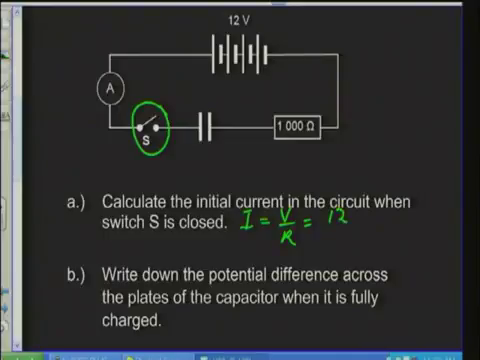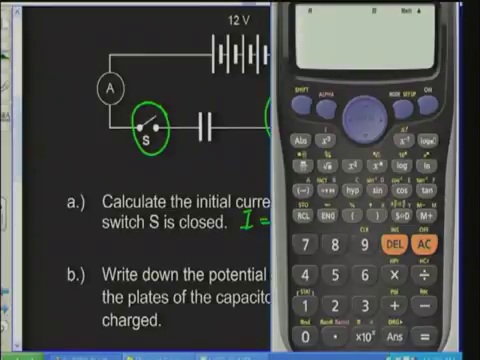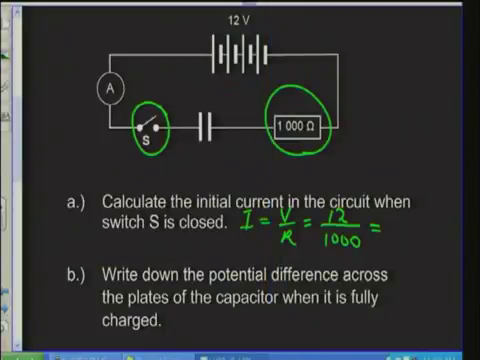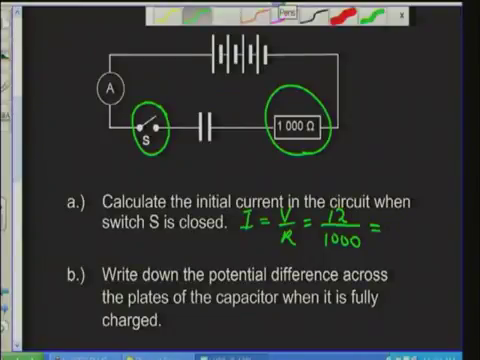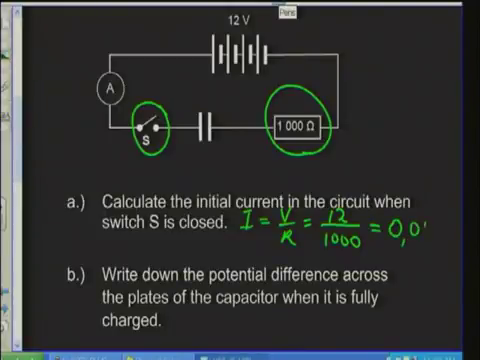V is 12, and your R is the total resistance in that circuit. So that will be equal to, you work it out with your calculator quickly, 12 divided by 1,000. And what do you get? You've got 0,012. And because we're working to 2 decimal places after a comma, you can call this 0,01 because it was 0,012. And what is this that you have calculated? This is current. It is measured in amperes, so you need to put A there for the unit.